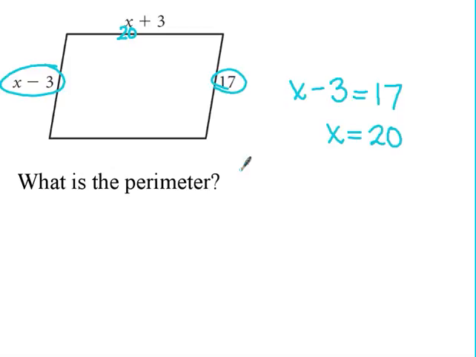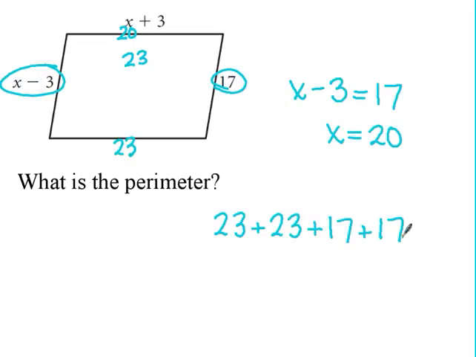If I put in 20 for X up there, that gives me the length of that side. What is the length of that side? 23. So I've got 23 on the top, 23 on the bottom. What do I have on the left and the right? 17 and 17. So if I add all those up together, what do I get? 80. Oops, that was a bad 8. We'll try that one again. Now, for those of you wondering, how did they get 80? 23 and 17 makes 40. So if you have 40 and 40, that gives you 80. Okay. Questions?